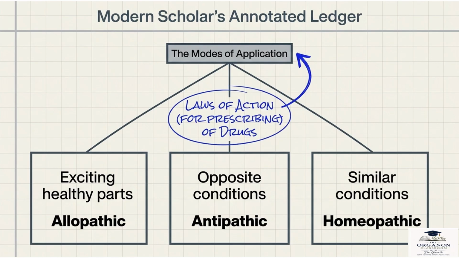Now that we've understood how medicines act, the next question is how should we apply them in practice? Hughes says over here there are three possible ways of prescribing. Okay, first allopathic, second antipathic, and third is homeopathic. Okay, starting with allopathy first. The first is allopathic prescribing.